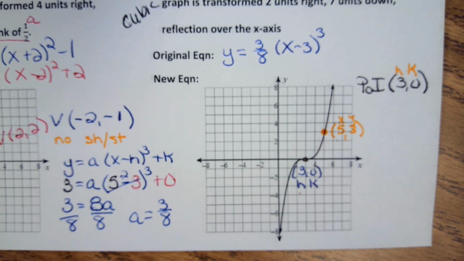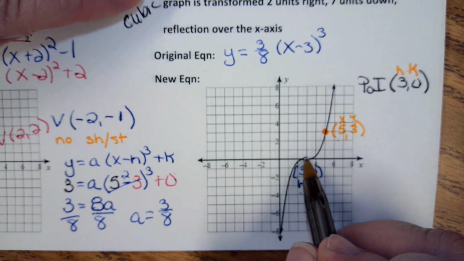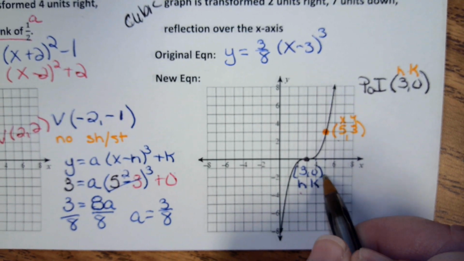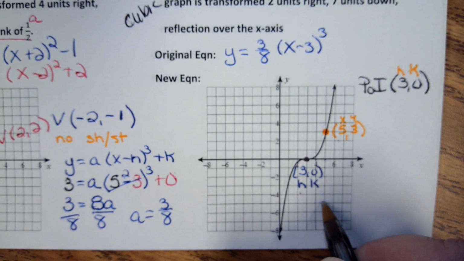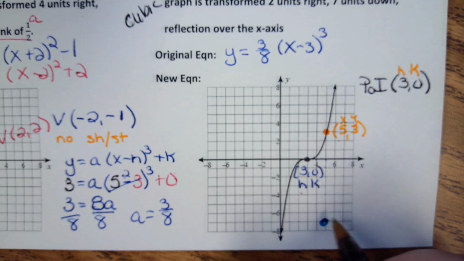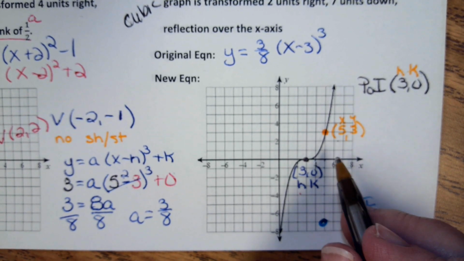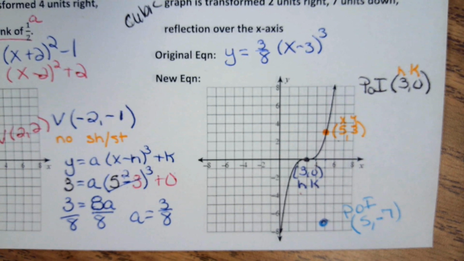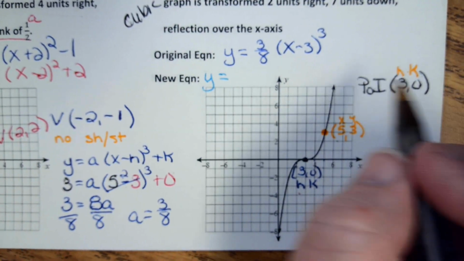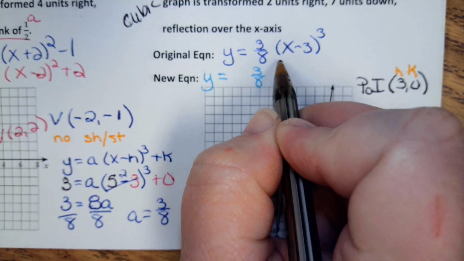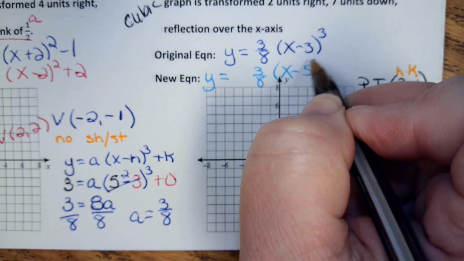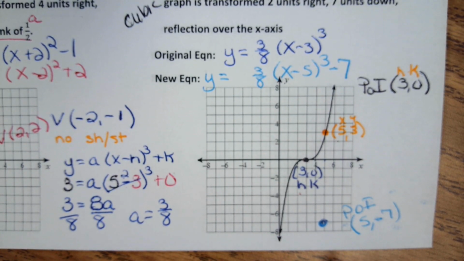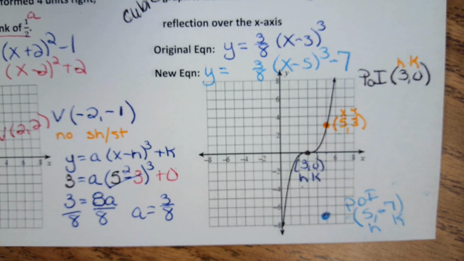Now that we've figured out the original function, we're going to take that point of inflection and transform it. 2 units to the right, so 1, 2, 7 units down, 1, 2, 3, 4, 5, 6, 7. That new point of inflection is going to be 5, negative 7. Okay, so that's going to give me y equals 3/8 times x minus 5 cubed minus 7. I just substituted in for my h and my k.